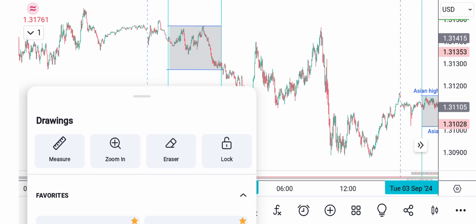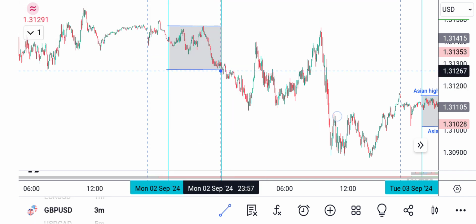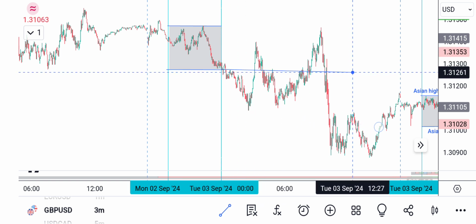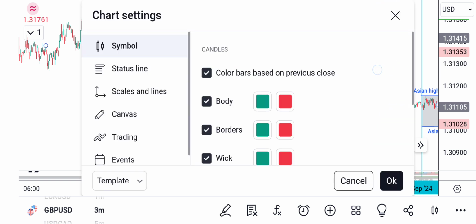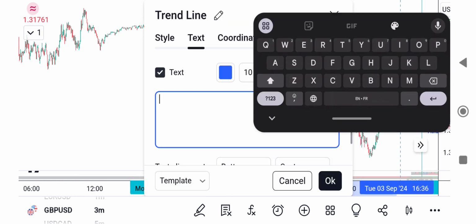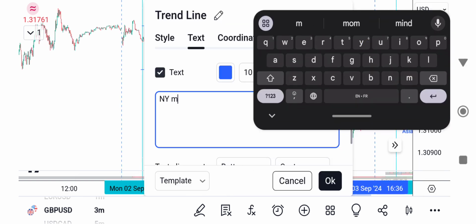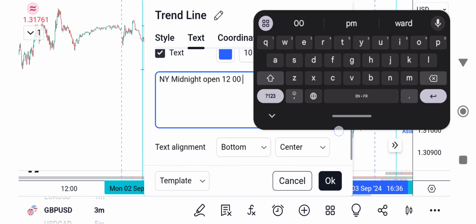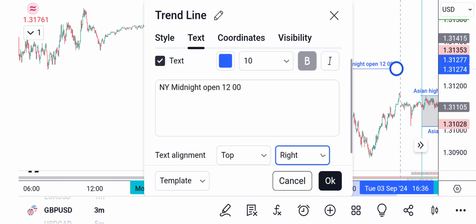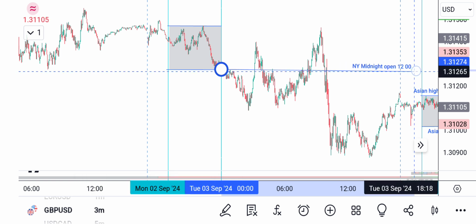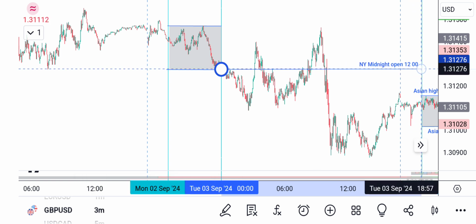Okay, now the next thing you are going to do is look at the last candle that was traded during Asia and the first candle that was traded during midnight open. We are going to draw our horizontal line across, and we will label this line the New York midnight open. Okay, midnight open 1200. You can still put it to the top and then to the right. Okay, it's still okay like this. There's no problem with this. You extend it till midday.